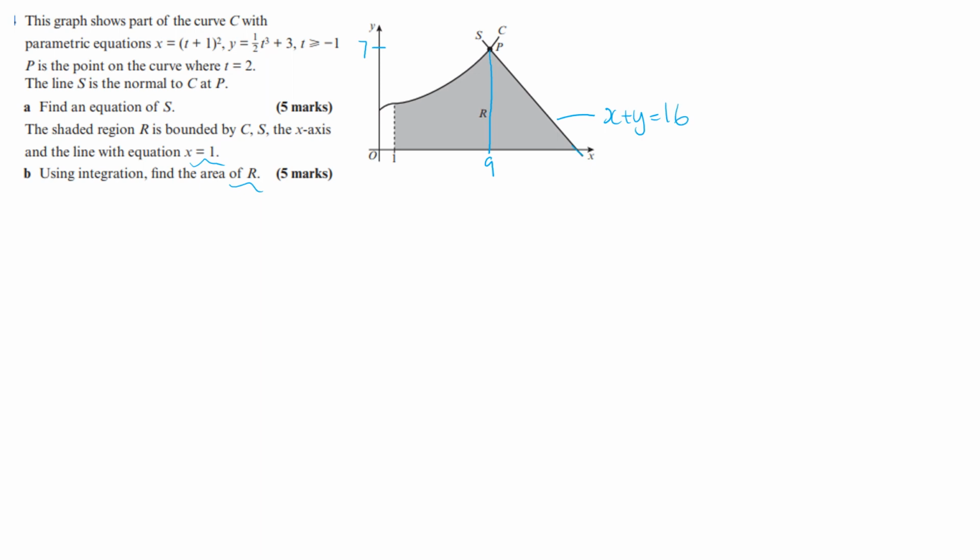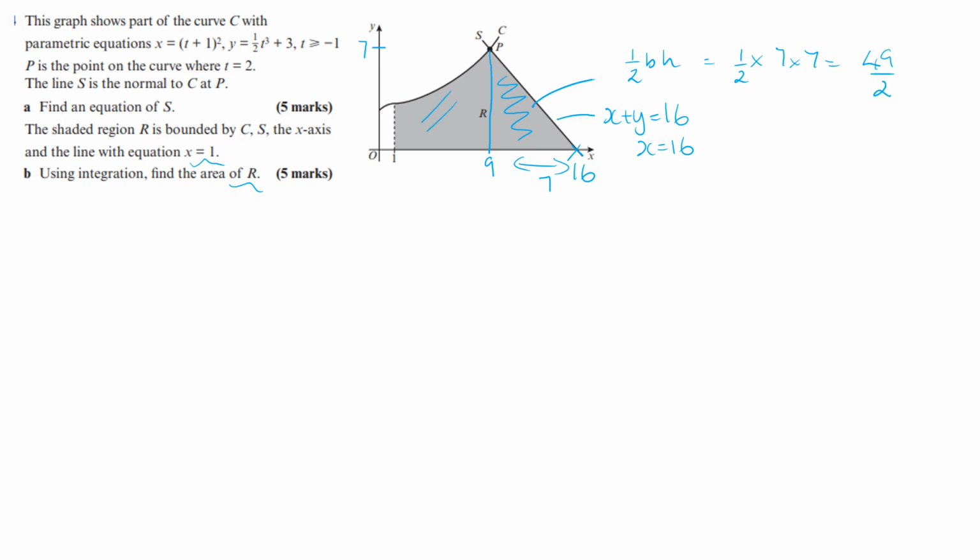Now what's happening here when I'm on the x-axis? Y is equal to 0, so that will be the point x equals 16. So this part of R is just a triangle, so I can do half base times height, which is going to be half times the base, which will be 7, and the height will be 7. So that's going to be 49 over 2.